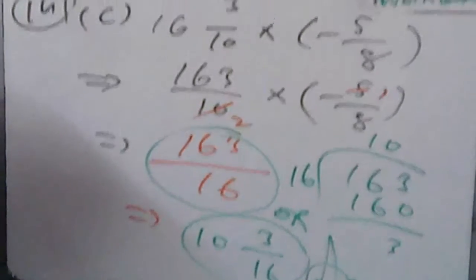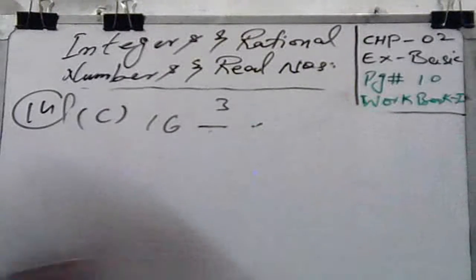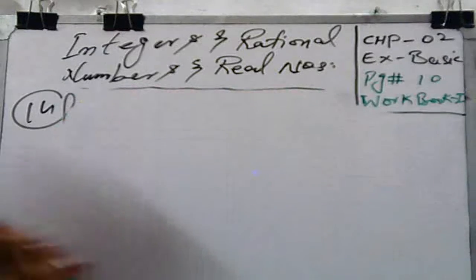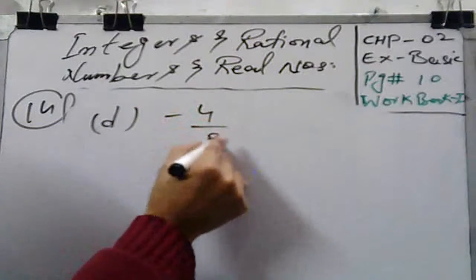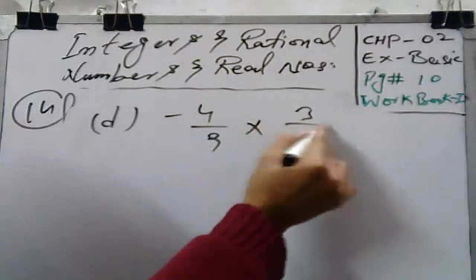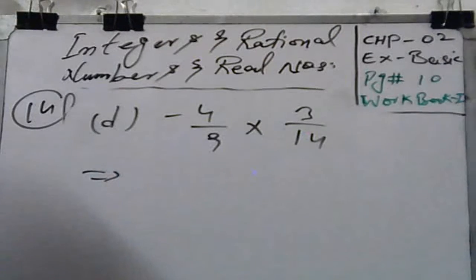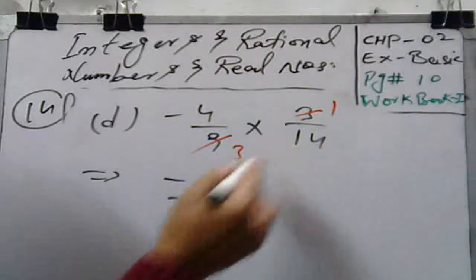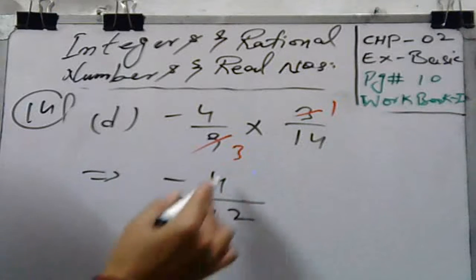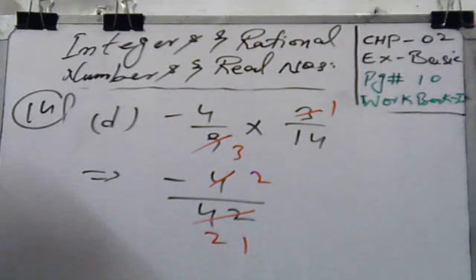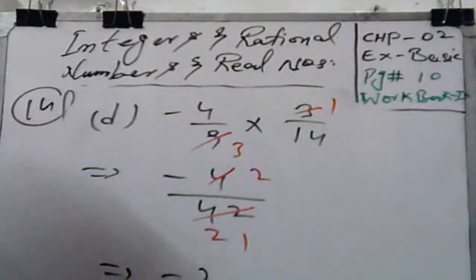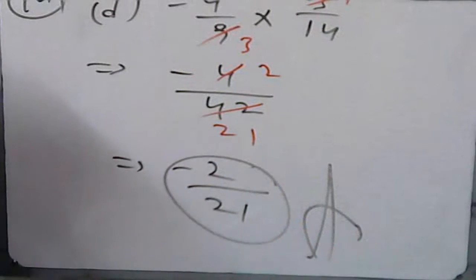Now coming to the D part. Minus 4 by 9 multiplied by 3 by 14. Simplify this: 3 ones are 3, 3 threes are 9, so minus 4 divided by 42. Is further simplification possible? 2 twos are 4, 2 twos are 4, 2 ones are 2, so the required result is minus 2 by 21 after simplification.